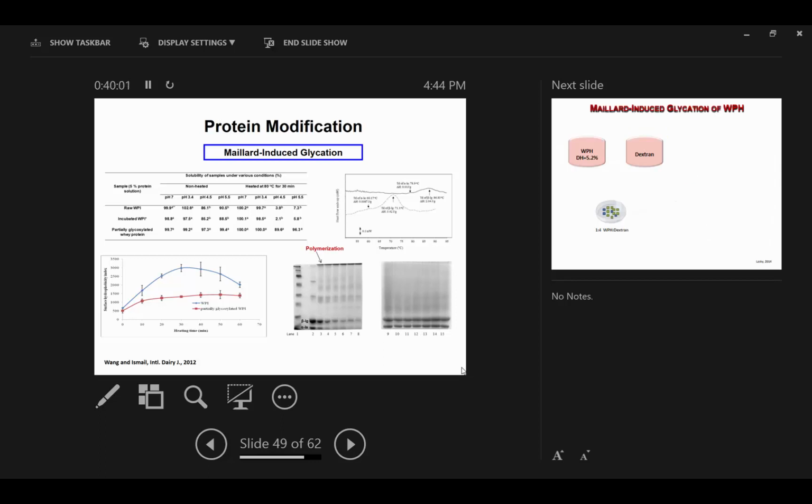And then polymerization, this is when the regular protein, not modified, polymerizes after heating for 10, 20 minutes, same samples. You see an increase in polymer formation. With the glycated, you don't see that polymerization.